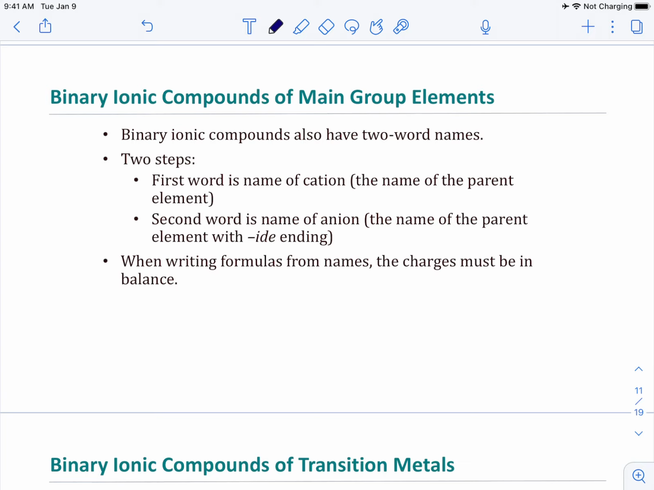Now, binary ionic compounds, you just use the first word of the cation, and then you add an -ide ending. And you all know this for sodium chloride, right? -ide ending on the chlorine, and you just use the sodium cation. So it's sodium chloride. You don't have to use any numbers if it's a group 1 or group 2 metal, right? It's just calcium chloride.